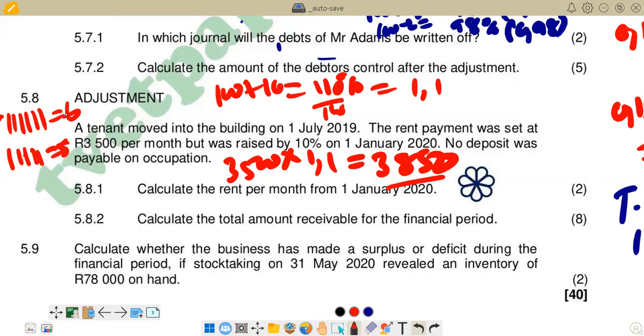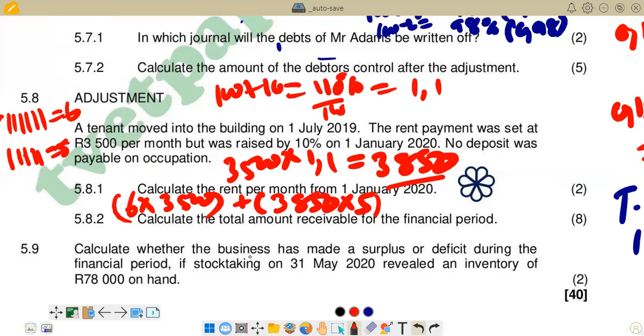So what we are going to do, you're going to multiply 6 by, before it was increased, it was 3,500. 6 times 3,500. Then we add to when it was increased, it was now 3,850. Then we say 5 times 3,850. So you can just express it as 6 multiplied by 3,500 before it was increased. And then the answer that we get, we add to when it was increased, it was 3,850, but it was only for 5 months. So there, you calculate this one, and then you add the answer that you are going to get.